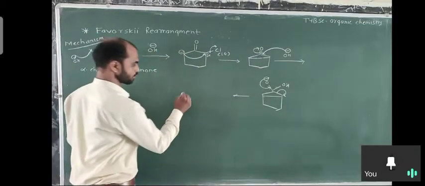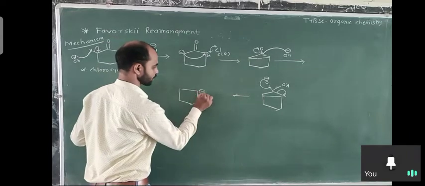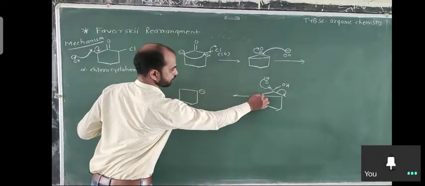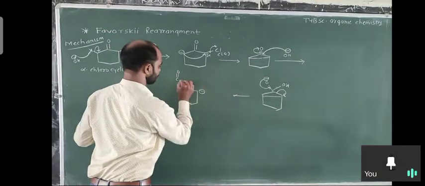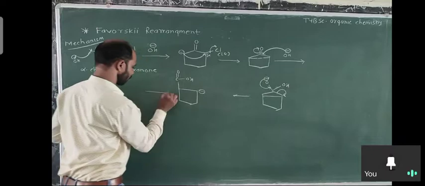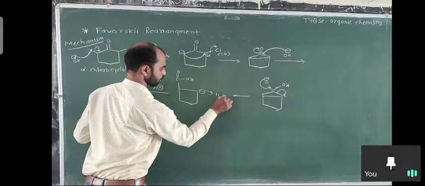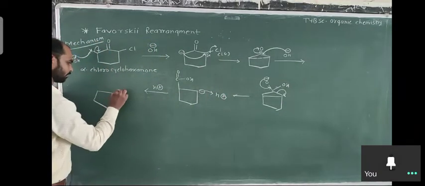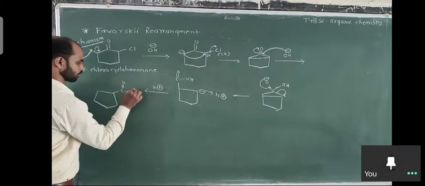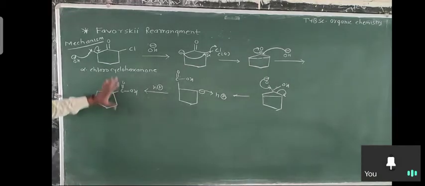So it opens. So what happens? Here is the negative charge, and this carbon, after this there is a formation of carbonyl carbon. Again there is an OH. So finally it just needs an H plus, so it picks up the proton from the solvent. So overall what happened? Formation of carboxylic acid derivative. So this is the mechanism of Favorsky rearrangement.